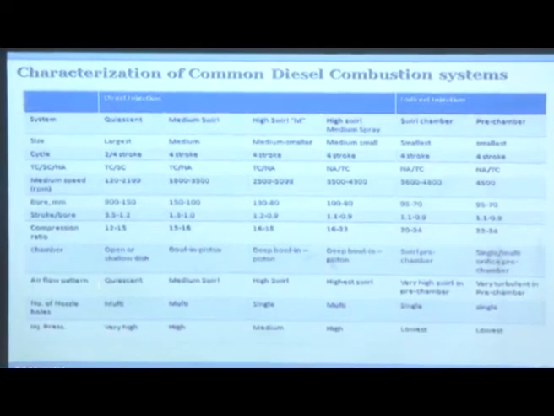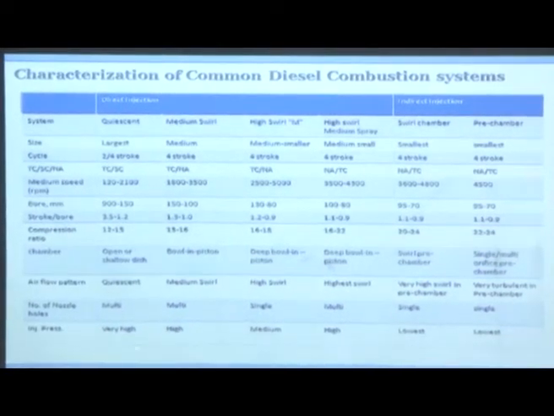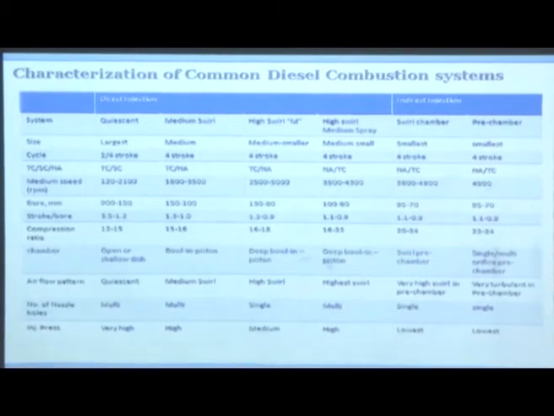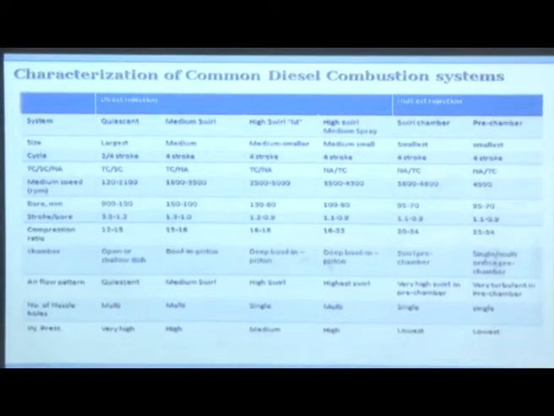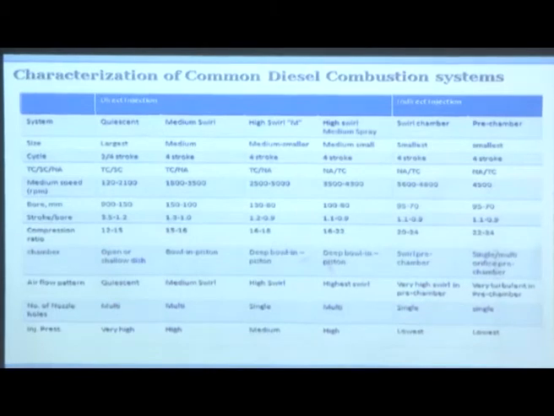Injection pressure, as you can see in the quiescent chamber, it has to be extremely high because mixing is only the responsibility of fuel injection. In this case, it is high. In this case, it is medium, and in this case also it is high. When I am saying high, low, how high am I talking about? So this quiescent chamber could easily be 1000 bar, 1200 bar, 1600 bar, or even more.